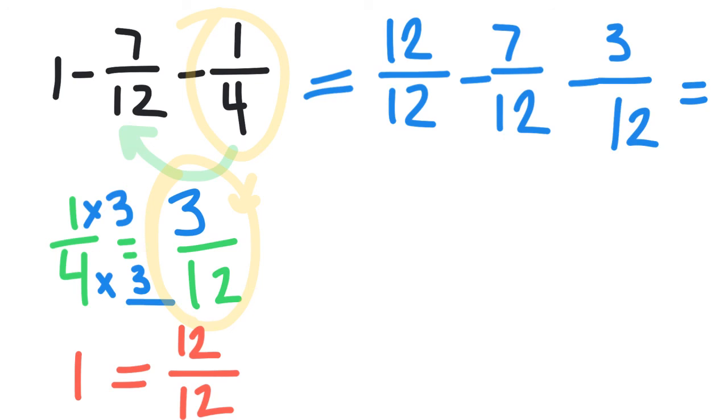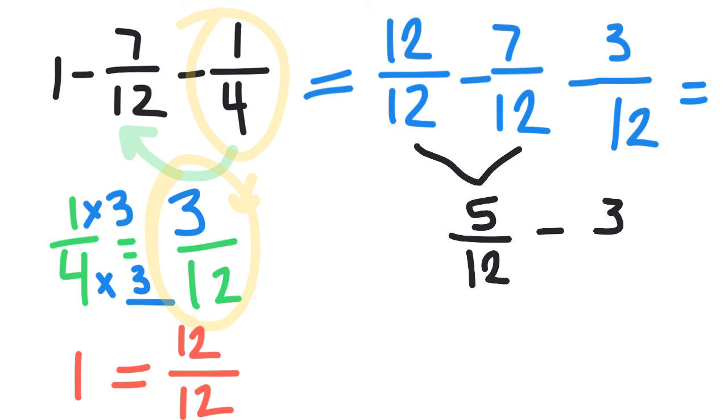Now I need to subtract. 12 minus, so let's do this in pieces. So first I have 12 minus 7. 12, 11, 10, 9, 8, 7, 6, 5. That would give me 5 12ths, and I still need to subtract that 3 12ths. 5 12ths minus 3 12ths. 5 minus 3 is 2 12ths.